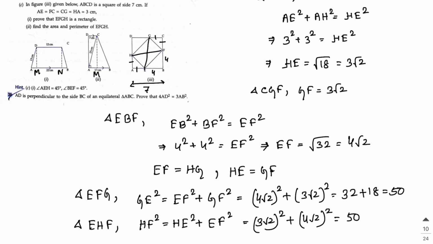And the next one, if you want to find out the area and the perimeter of the rectangle, you know that the area formula is length into breadth. That means here you can write down 4 root 2 into 3 root 2, that one equal to 24 centimeter square as the area. And what is the perimeter? 2 into 4 root 2 plus 3 root 2. That means here 14 root 2 is the perimeter.